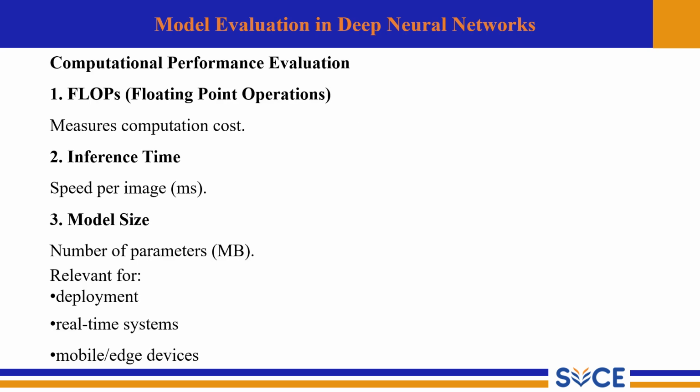When deploying a CNN, it is important to measure computational efficiency in addition to accuracy. Key metrics include, first one, floating point operations, FLOPs, which measure the total computation cost of a forward pass. Higher FLOPs, more computationally intensive. Second one, inference time: the time taken to process a single image in milliseconds. It is important for real-time applications.